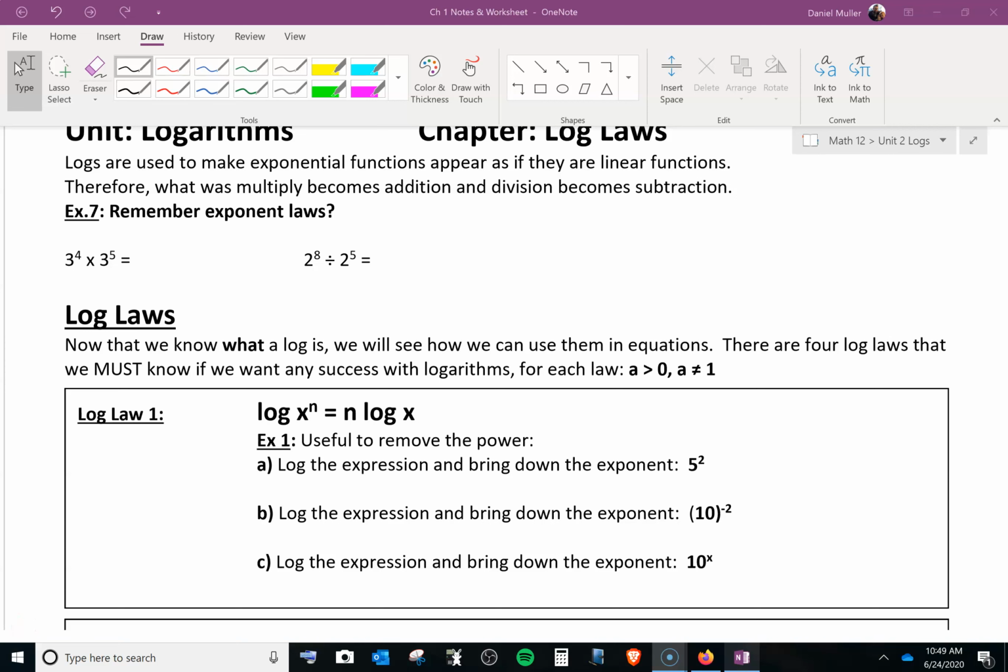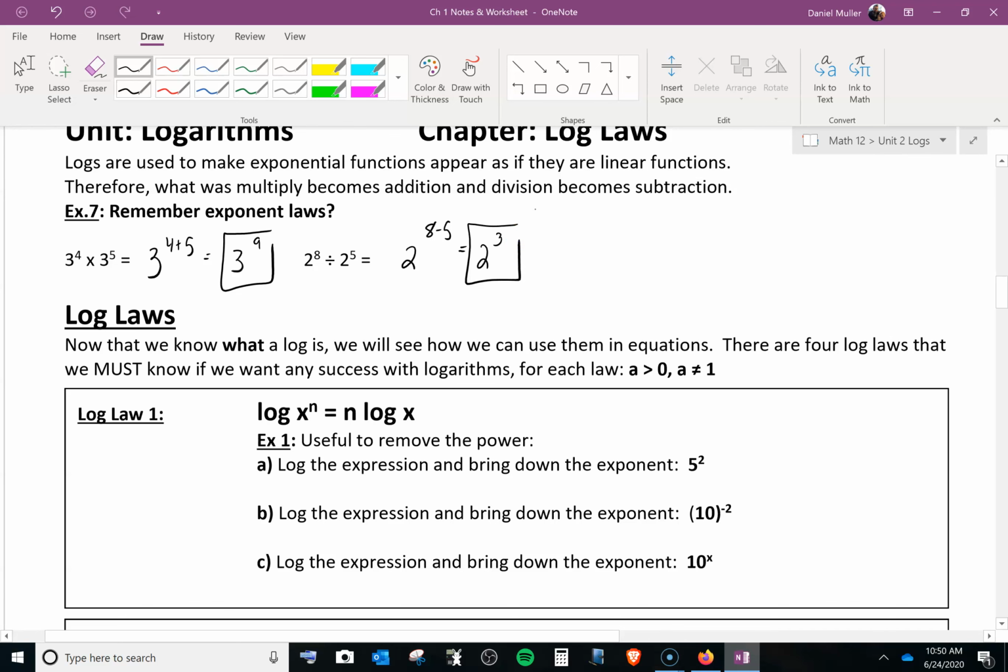Let's take a look now at some actual logarithmic laws, some log laws. First, let's just remember that when you multiply two numbers where the bases are the same, and that's really important, the bases have to be the same, you can add the exponents. 4 plus 5, which would be 3 to the 9. And if you have the bases the same, again really important, and you divide, well, then you can subtract. 8 minus 5, which gets you 2 cubed.